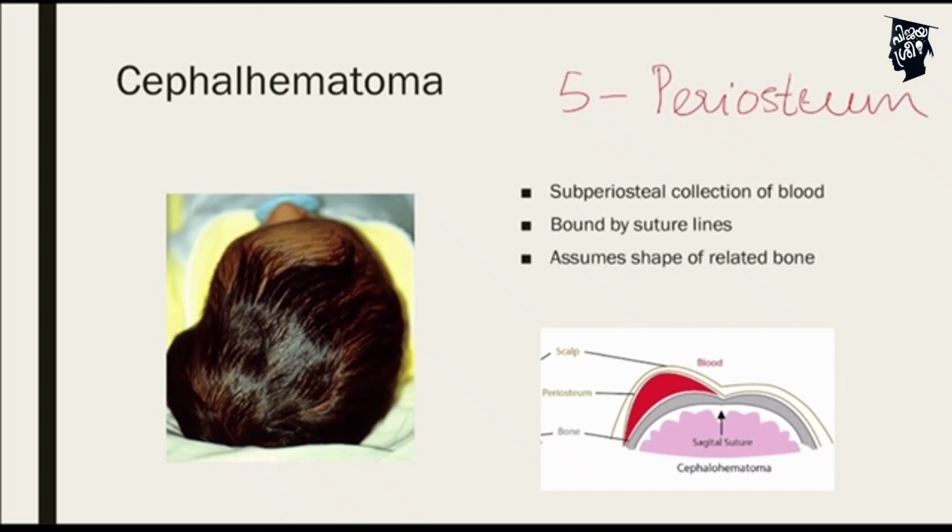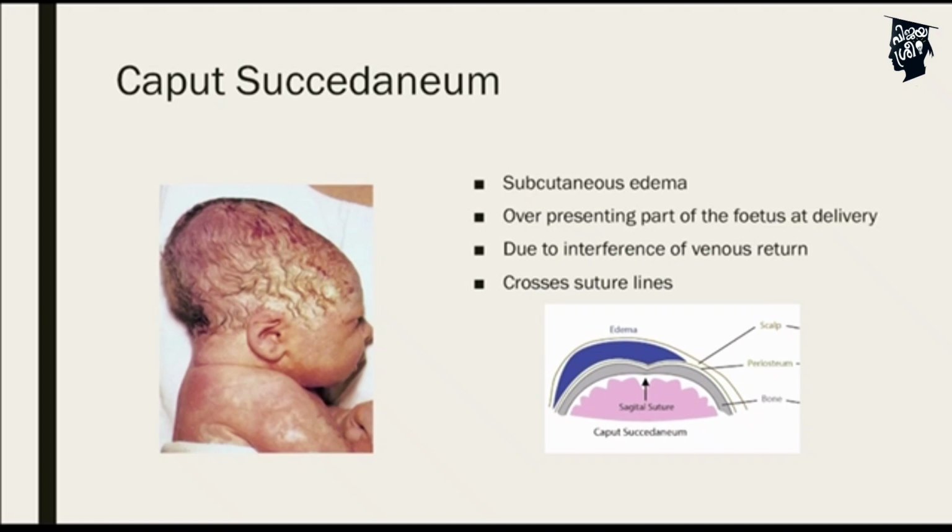Now, look at this figure on the right. There is a periosteum covering the bone, and below it we have the collection of blood. So, when we discussed the periosteum, we said that they are connected to the bone below only at the sutural membranes. They are loosely attached to the bone in all other areas. So because of this connection to the sutural membranes, whenever there is a subperiosteal collection, it acquires the shape of the bone. So if there is some injury in the parietal bone region, there will be a subperiosteal collection of blood which arises in this region, and it acquires the shape of the parietal bone. It is a cephalhematoma.